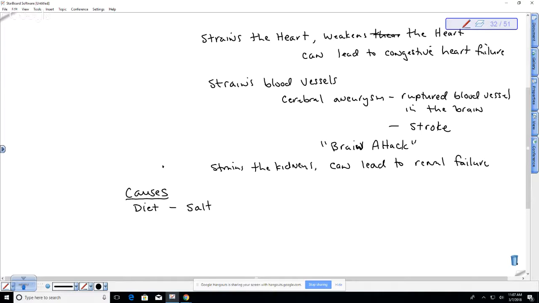We'll talk about cholesterol when we talk about atherosclerosis, but there's some controversy over whether diets high in fat and cholesterol can also cause this because of blockages of blood vessels. But salt is the big one because we have over-salted our food. Specifically, processed food tends to be way over-salted.